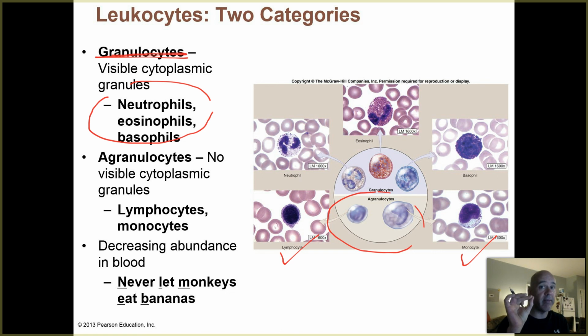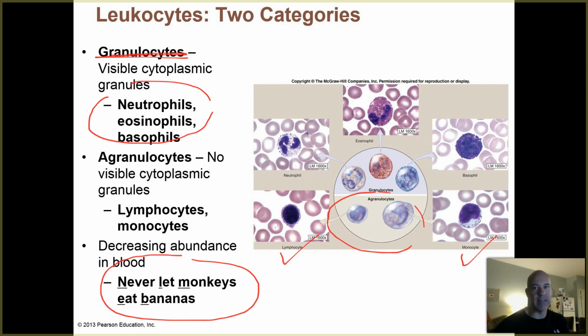In terms of their general abundance, if you just pulled out a Buffy coat, remember, from the little tube of spun blood, you took out just the leukocytes and you figured out, well, what percentage are neutrophils, what percentage are eosinophils, what percentage are lymphocytes. In general, in most healthy people, there's a little mnemonic that you can use to remember the order of abundance. Never let monkeys eat bananas. So never stands for neutrophils. They're by far the most abundant.